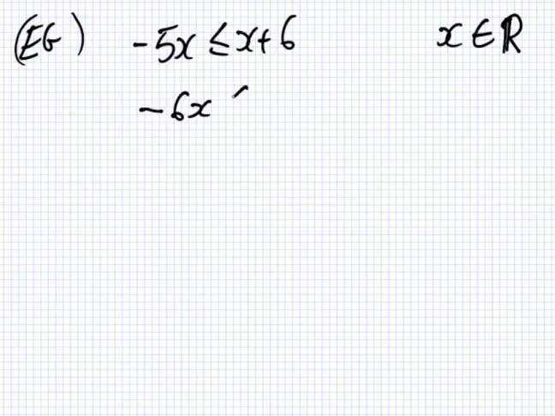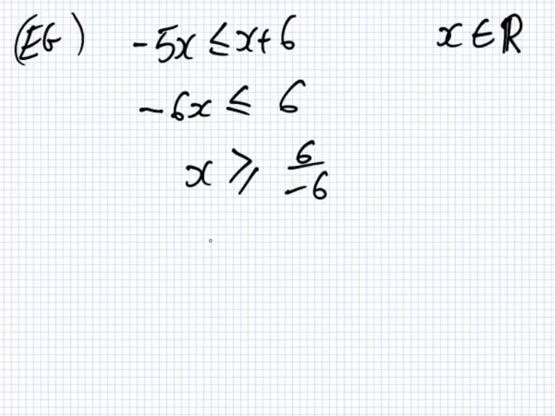So what happens when you multiply or divide by a negative? It flips it around. So that just means it flips. For example, if 2 is less than 3 and you multiply both sides by a minus, you get minus 2 is bigger than minus 3.